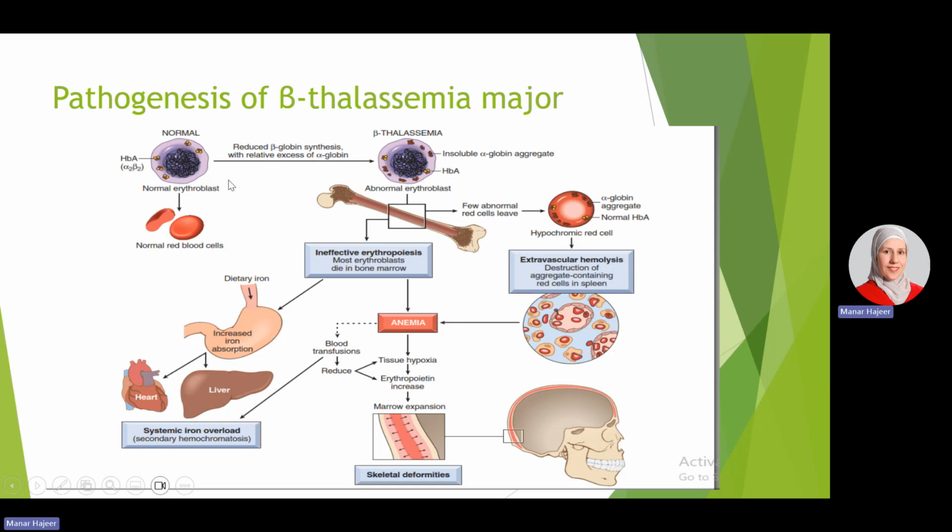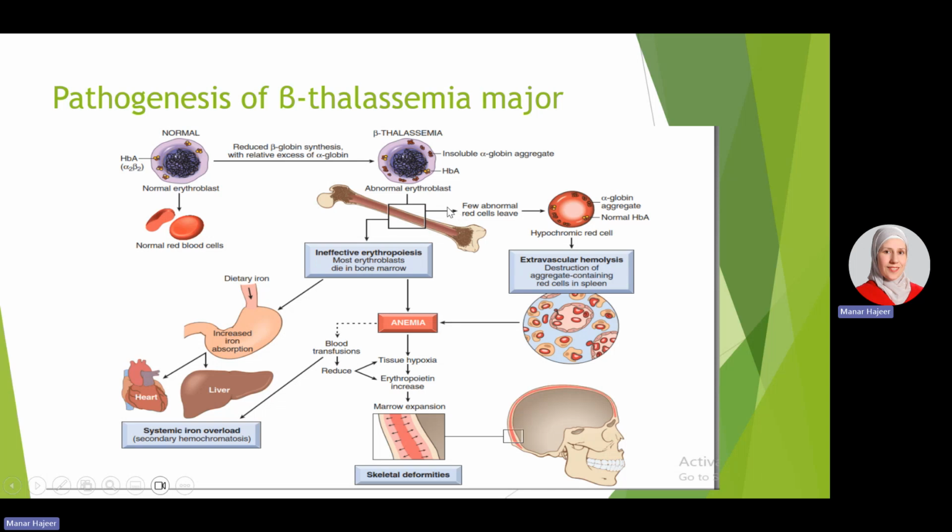So the pathogenesis, again, in normal erythroblasts will produce normal hemoglobin, which is the adult type hemoglobin, a tetramer of 2 alpha chains and 2 beta chains. Normal erythroblasts will give normal red blood cells. When there is a reduced beta globin synthesis in patients with thalassemia, with excess of alpha globin in the bone marrow, the abnormal erythroblasts will die early in the process, and this is called ineffective erythropoiesis because of the insoluble alpha globin aggregates that form in the cytoplasm.